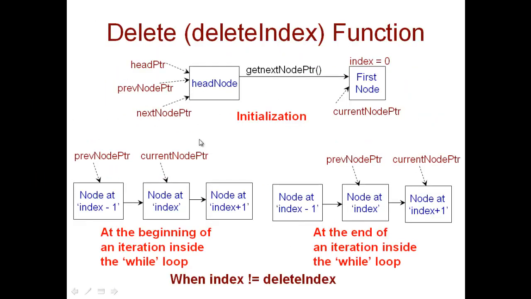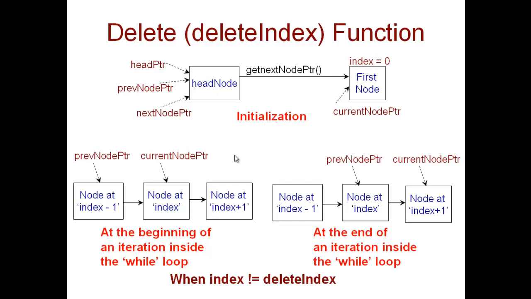Initially, the current node pointer is going to point to the first data node, which is the node next to the head node. Then the previous node pointer is going to point to the head node, and the head pointer already is pointing to the head node too. In addition to these two pointers, we'll have our next node pointer also point to the head node. All these things are done as part of initialization.